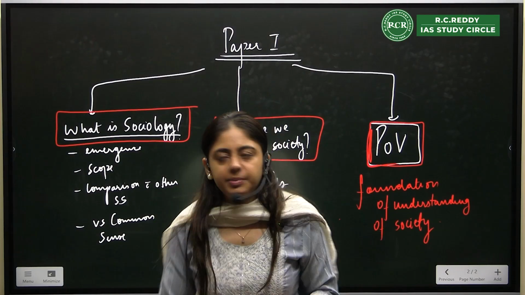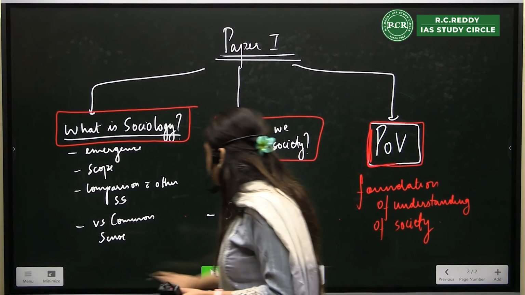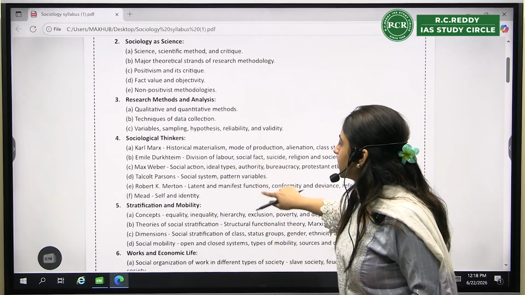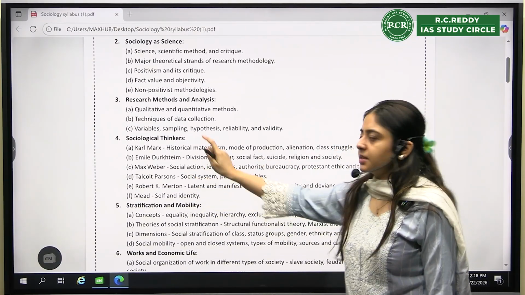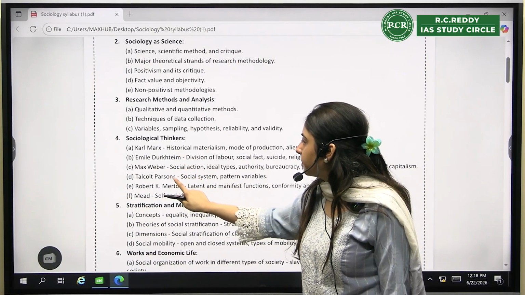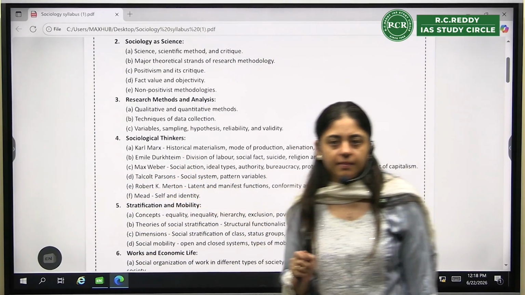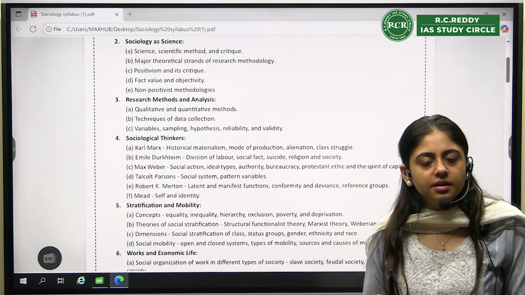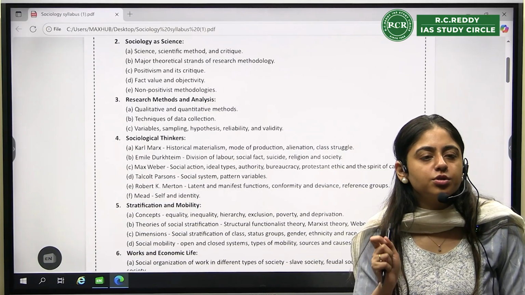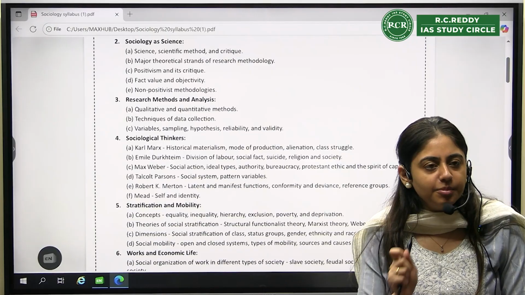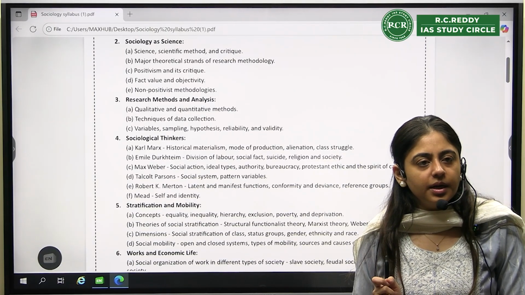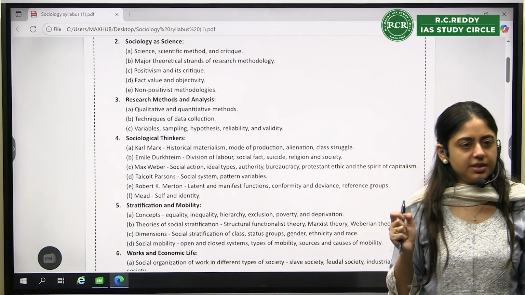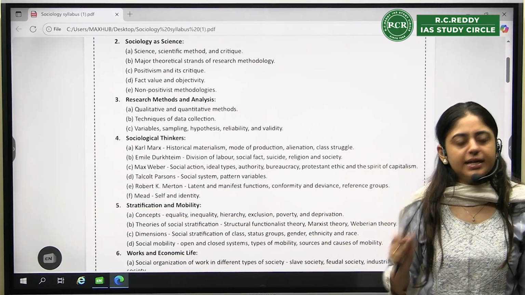Now, before I explain further, to make things even easier, so that you have time: there are 6 thinkers: Karl Marx, Durkheim, Weber, Parsons, Merton, Mead. You can treat them as pioneers of sociology, the most important sociologists, at least from the syllabus point of view. Now, all 6 have different viewpoints or different understanding about society.